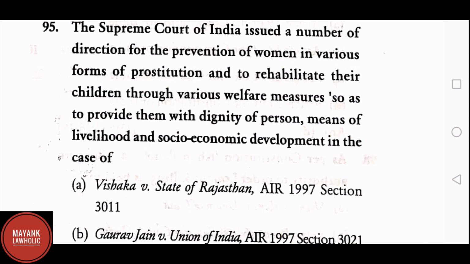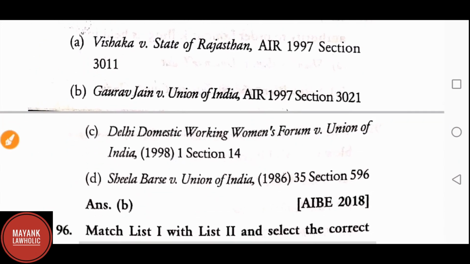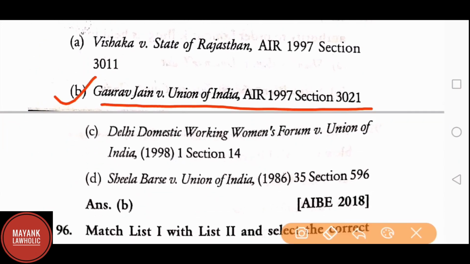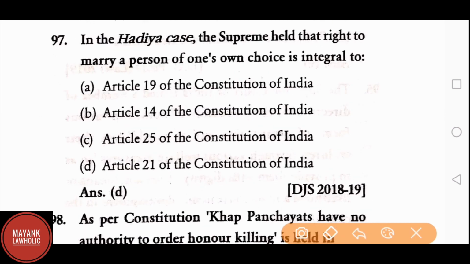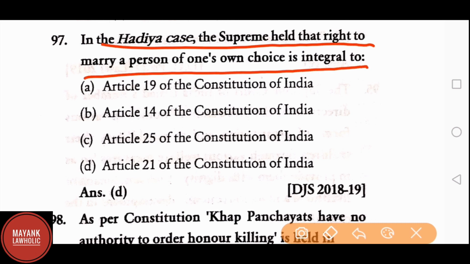In the case of... This was held in the case of B. Gaurav Jain versus Union of India 1997. Next question. In the Hadia case, the Supreme Court held that the right to marry a person of one's own choice is integral to Article 21 of the Constitution of India.